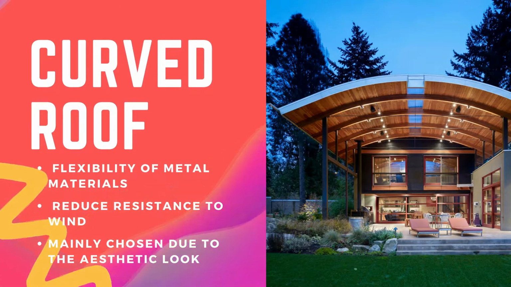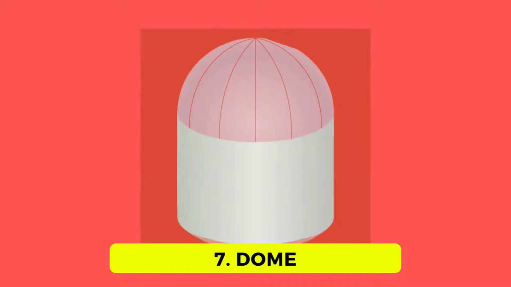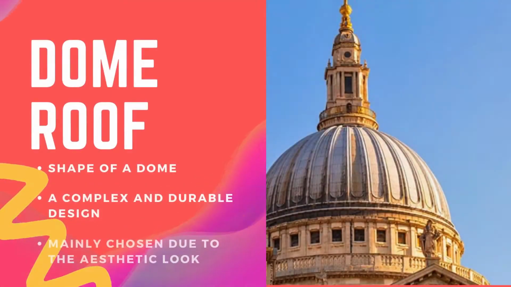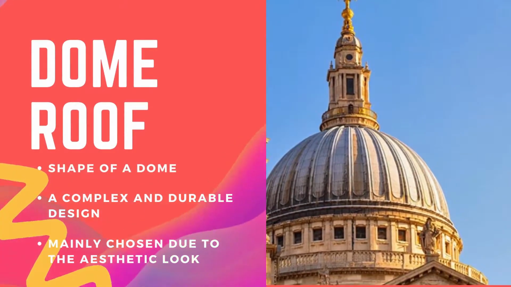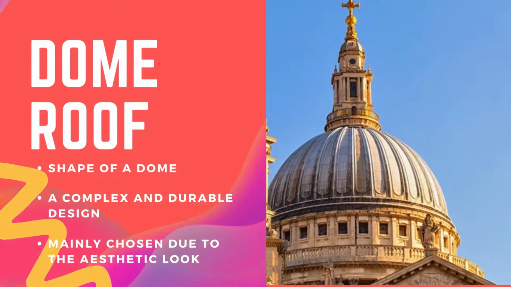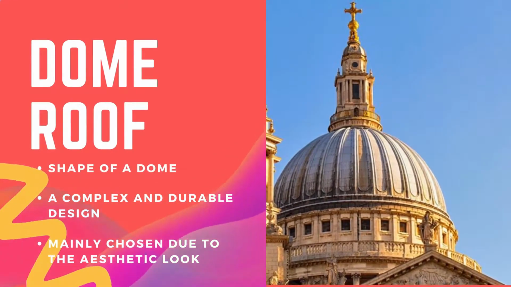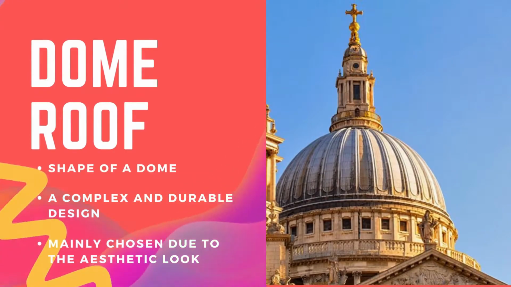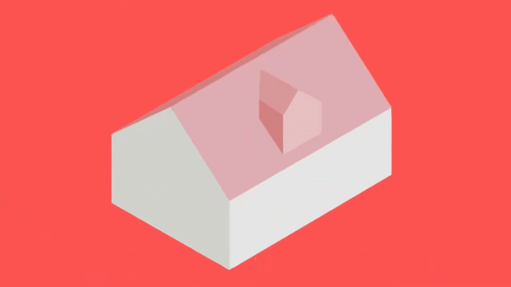Curved roofs do help to reduce resistance to wind, but are mainly chosen due to the stunning aesthetic look they can add to a building. 7. Dome. A dome roof, unsurprisingly, is a roof in the shape of a dome. A complex and durable design, this type of roof adds a beautiful aesthetic to a building, and can be seen in many historical buildings from the Capitol Building in Washington, D.C., to the iconic St. Paul's Cathedral in London.